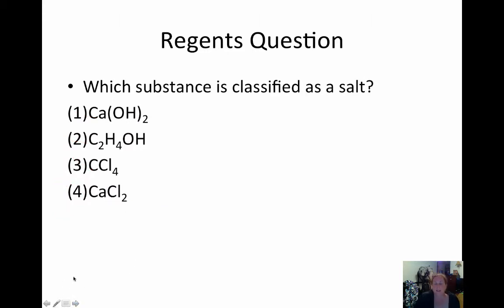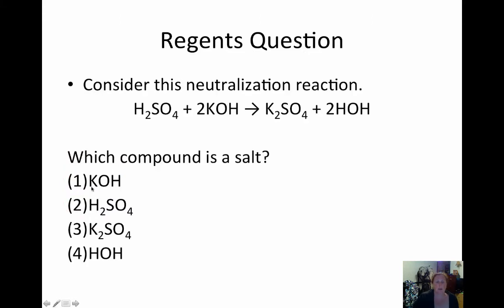Which substance is classified as a salt? Remember, your rule is the salt has to be a metal and a nonmetal. This is a base. We have a metal and OH. This is an alcohol ending in OH. Carbon and chlorine would be a covalent bond, 2 nonmetals. And here's our metal and nonmetal. An ionic bond would produce a salt.